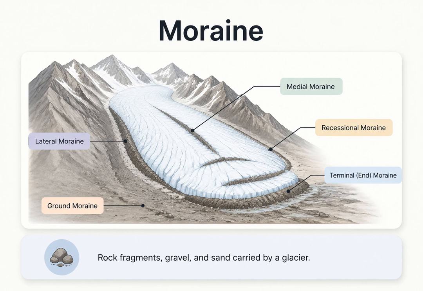Their names depend on their position. Lateral moraines form along the sides, medial moraines form in the middle when two glaciers merge, recessional moraines mark temporary standstills, and terminal moraines mark the furthest edge of the glacier's advance.